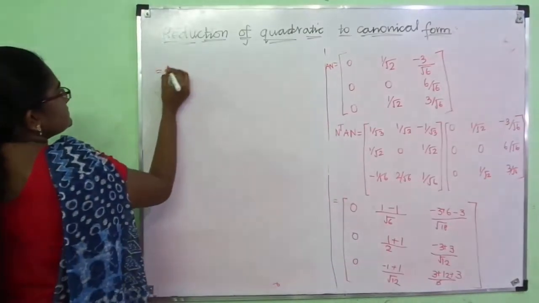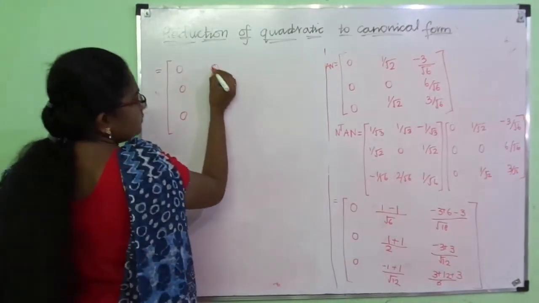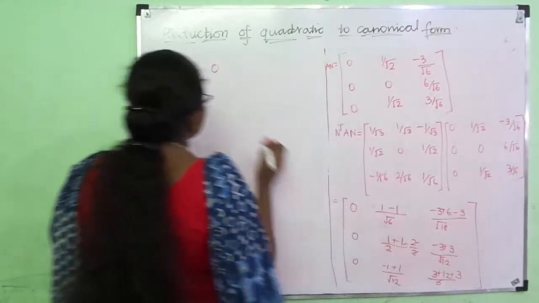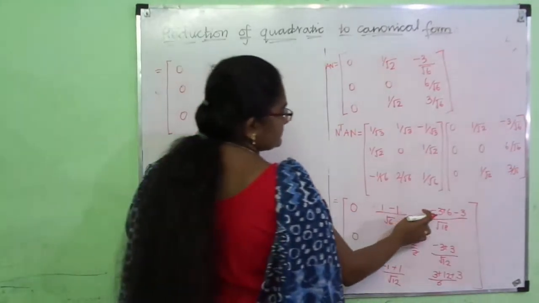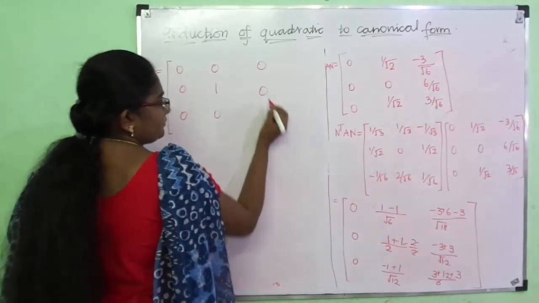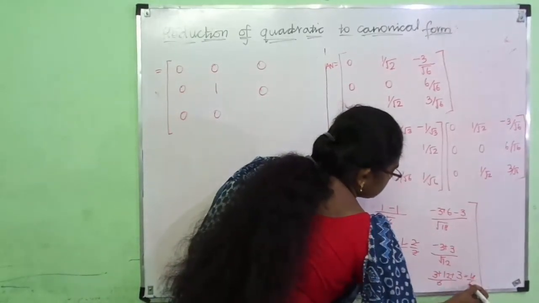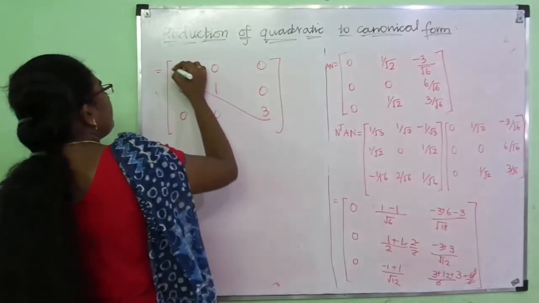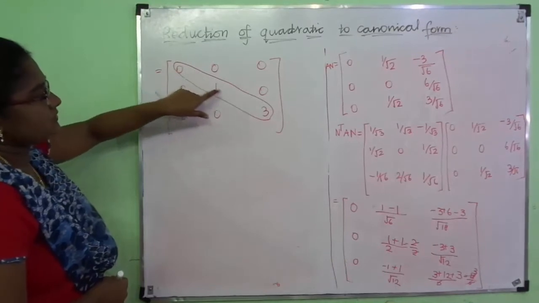Simplifying this matrix in the next step, we get the first column is 0. 1 minus 1 will be 0. 1 plus 1 by 2 will be 2 by 2, which is equal to 1. And 1 minus 1, minus 1 plus 1 will be 0. Next, minus 3 plus 6 minus 3 will be 0. Minus 3 plus 3 will be 0. 3 plus 12 is 15. 15 plus 3 is 18. 18 by 6 is equal to 3. Look at this diagonal. This is our eigenvalues 0, 1, 3.